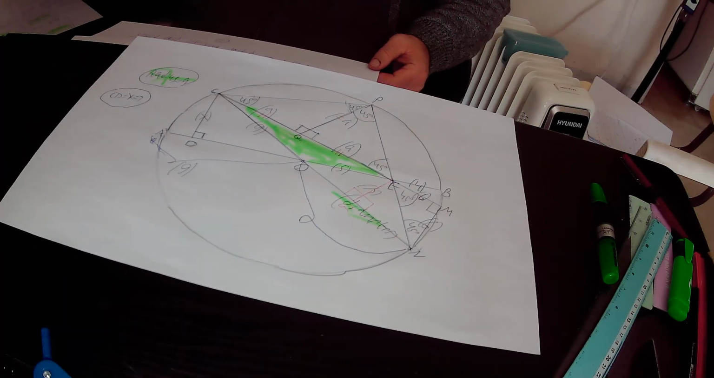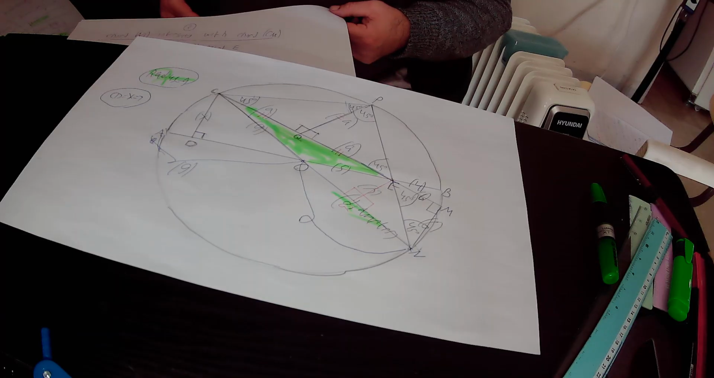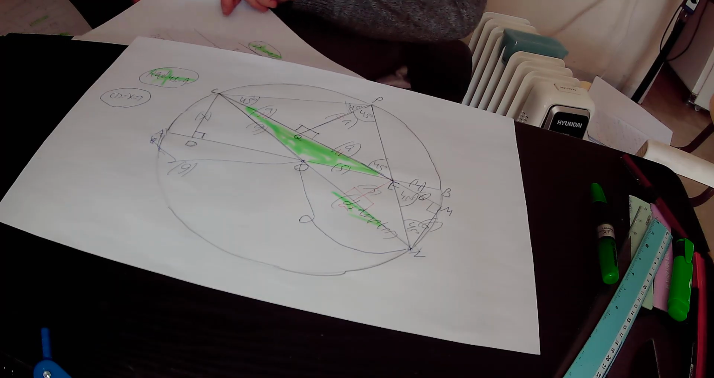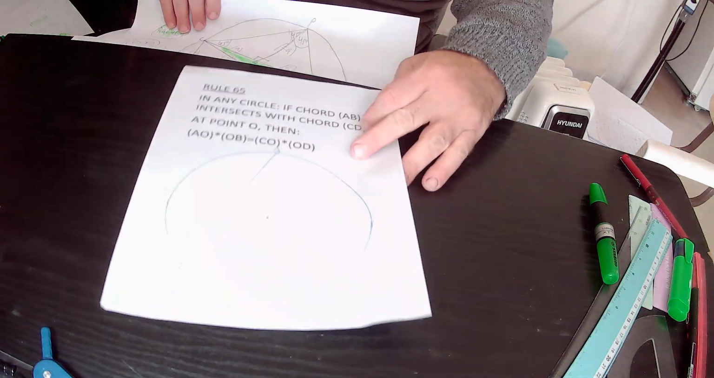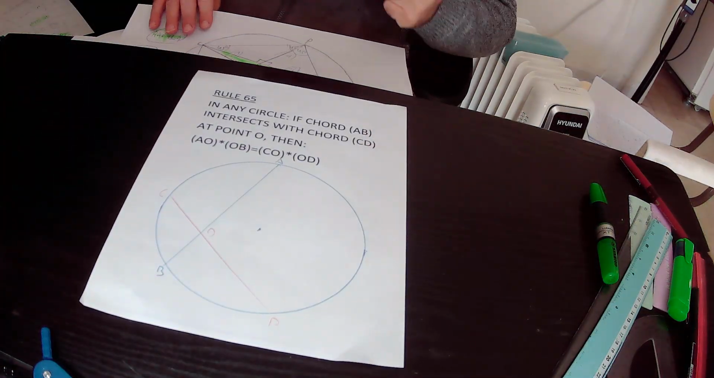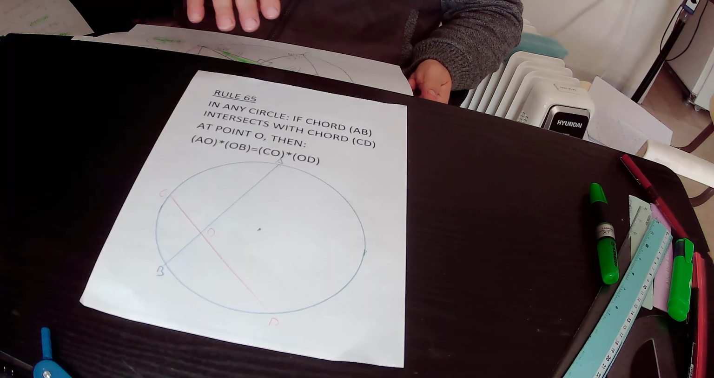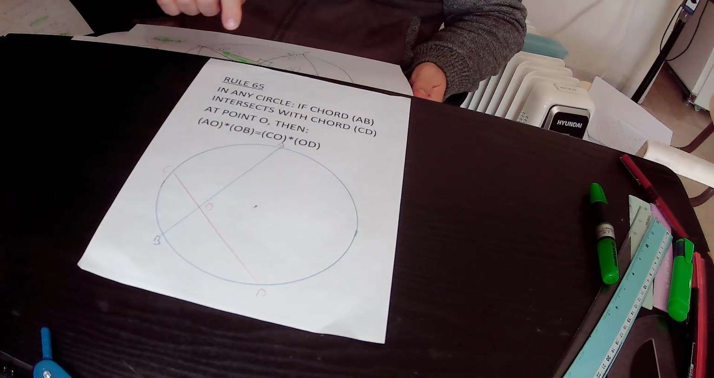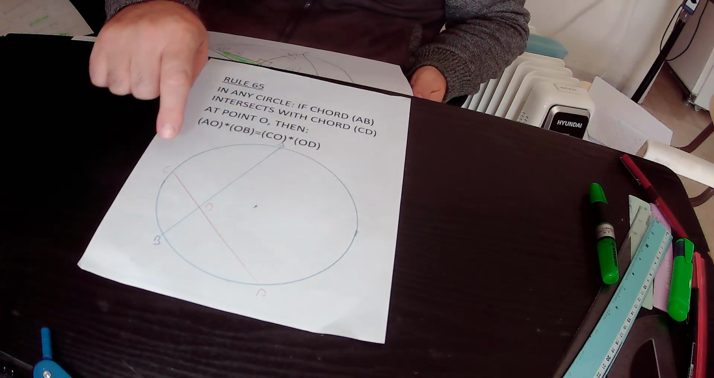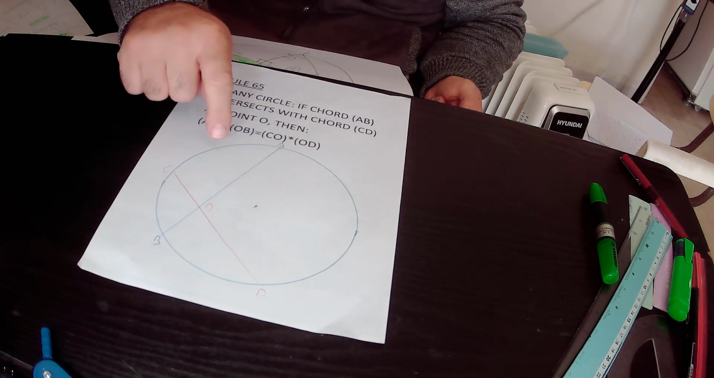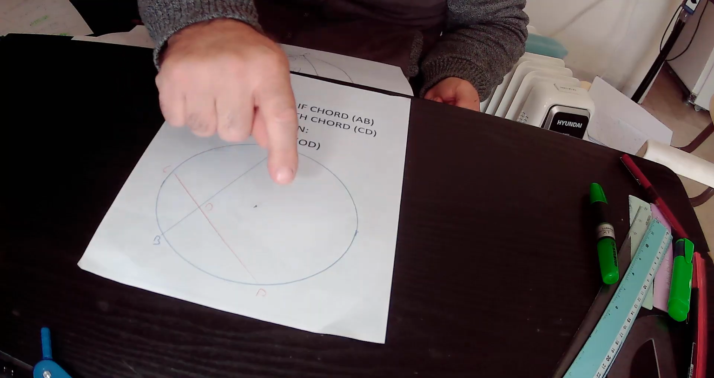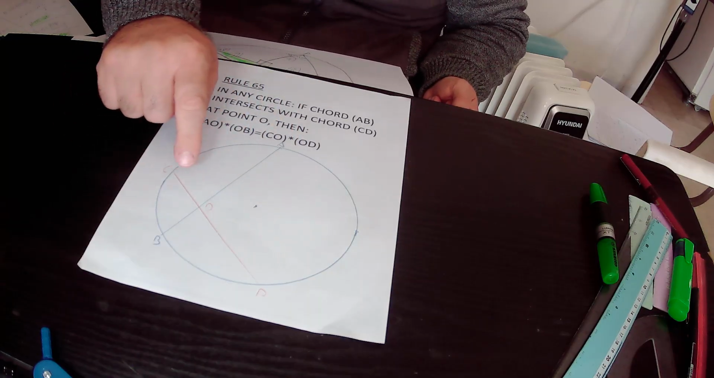In the next step, we implemented Rule 65 in our drawing. A bit quicker on Rule 65. According to Rule 65, first of all, Rule 65 is true in any circle. So this circle could be any circle. So in any circle, if chord AB intersects with chord CD at point O, then the following equation is true. AO times OB equals CO times OD. Again, AO times OB equals CO times OD.